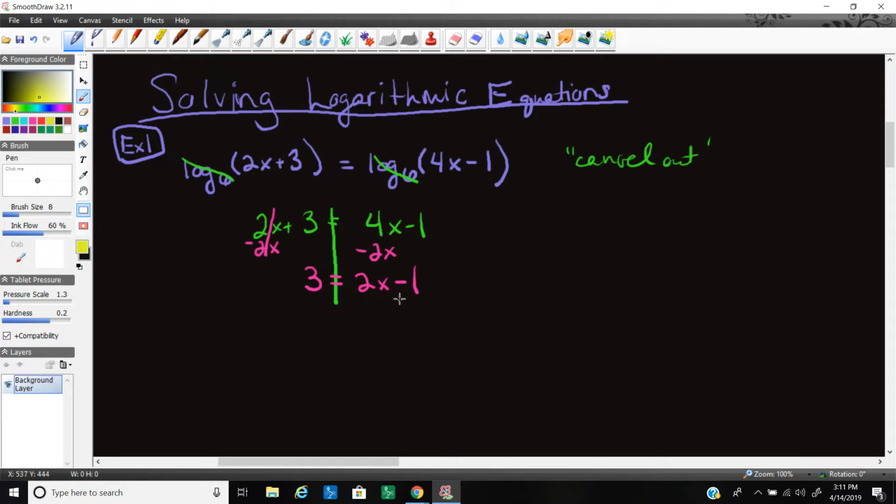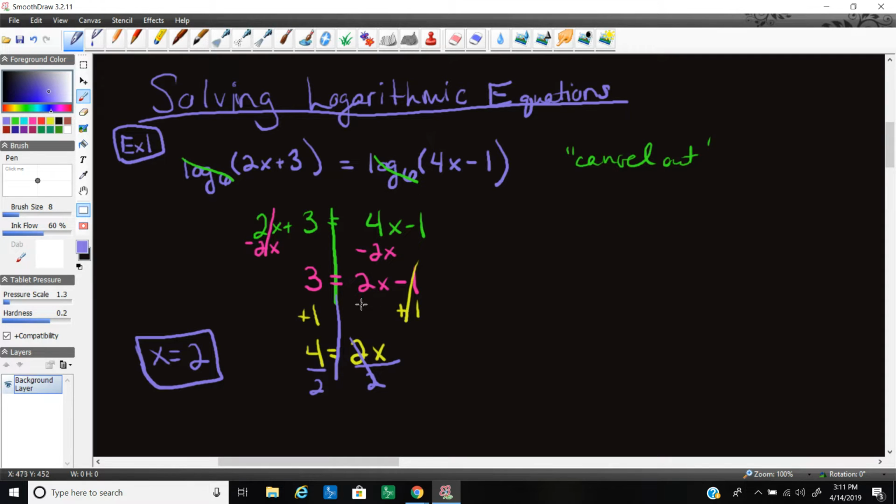And then I'm going to move the 1. So I do plus 1 to both sides. 3 plus 1 is 4. Bring down that 2x. And my last step here is to divide by whatever is next to the x, in this case 2. Extend my line. Divide by 2 on this side as well. 4 divided by 2 is just 2, so my answer for this one is just x is equal to 2. And that's it. That is the first case you're going to see on your assignment today or tomorrow.